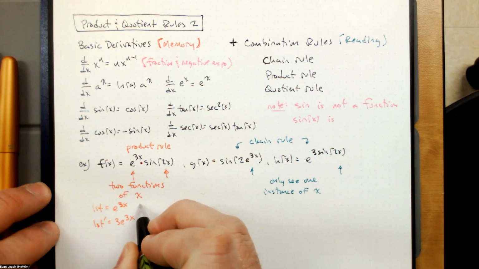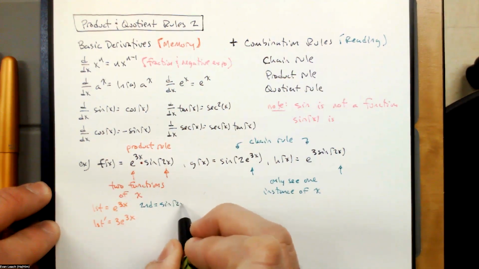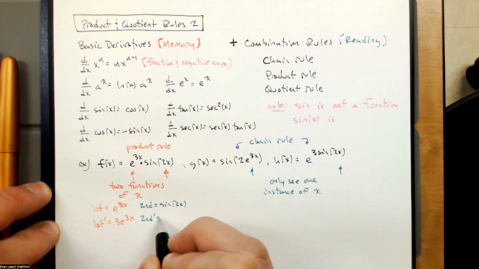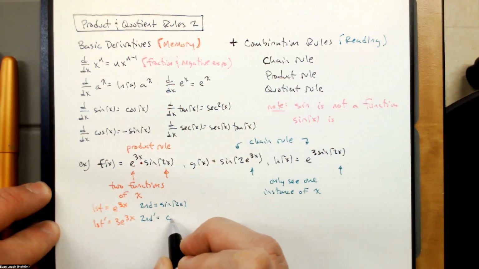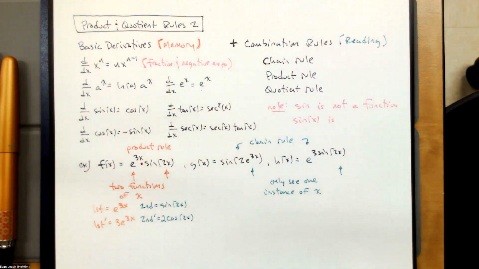Our second function will be sine of 2x, and the derivative of the sine of 2x is cosine of 2x times 2. I want to start building the habit of, instead of writing the derivative of the inside just at the end, identifying when it's a constant and writing it first. We want our constant coefficients to be listed first.